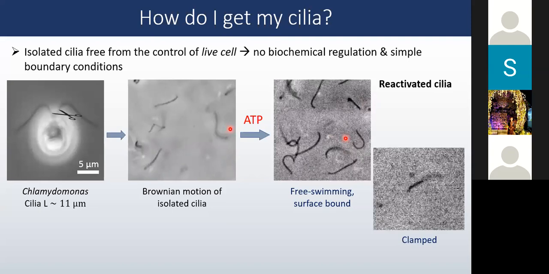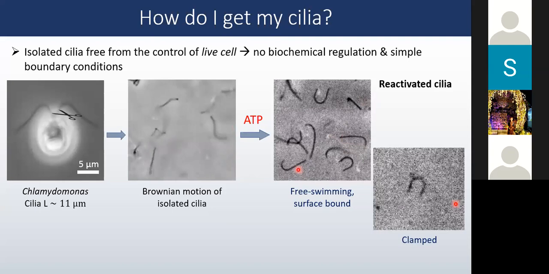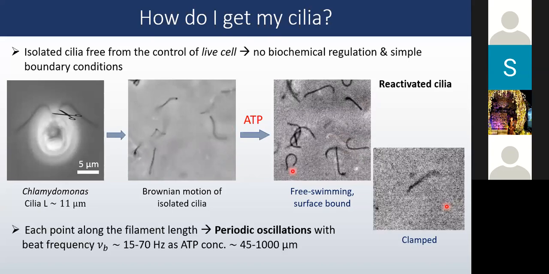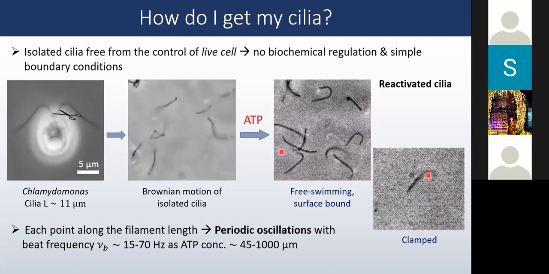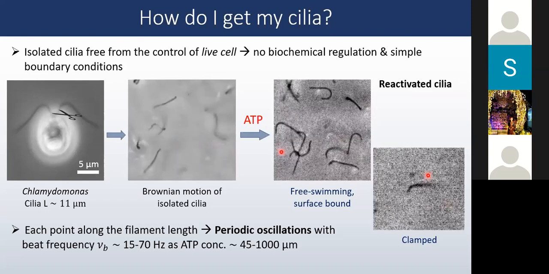Now, okay, I have got my cilia. Now, what do I do with it? First, I see that each point along the cilium is undergoing periodic oscillations at a particular beat frequency and at a particular ATP concentration. Like I can ramp up my ATP concentration and the beat frequency will change. But what is the closest thing that you have already studied in your undergraduate courses?